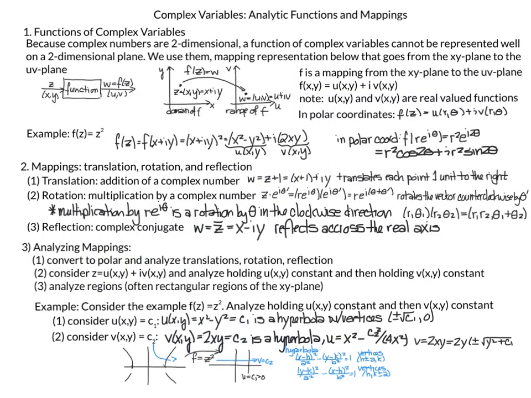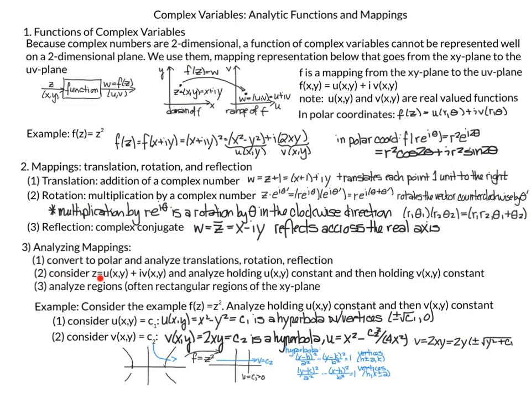At this point, I'm going to say when we analyze mappings, there are different approaches that I sort of boiled down to 3 different things. First, we can convert to polar and then analyze translations, rotations, reflections. And I will do one example of this in this video.